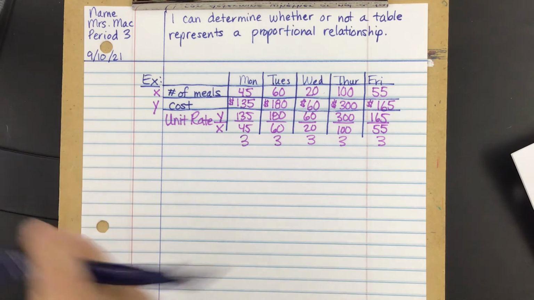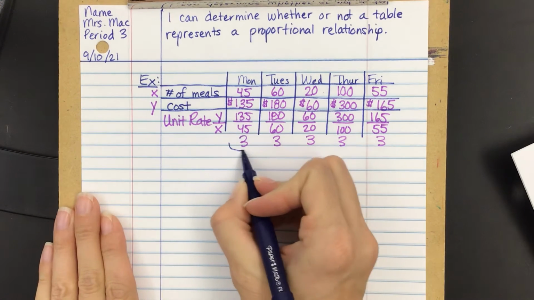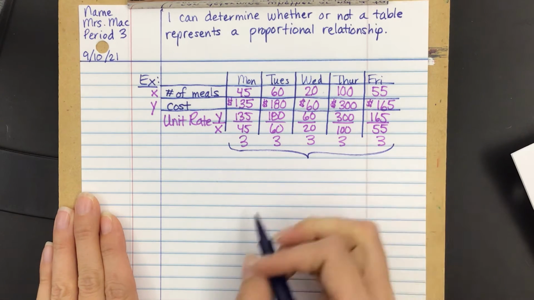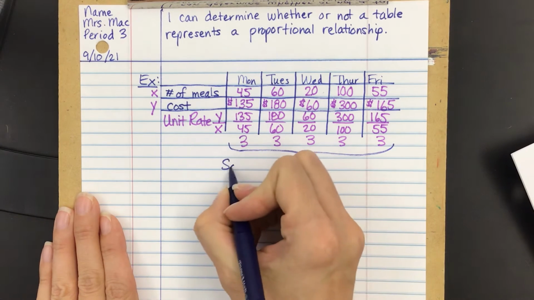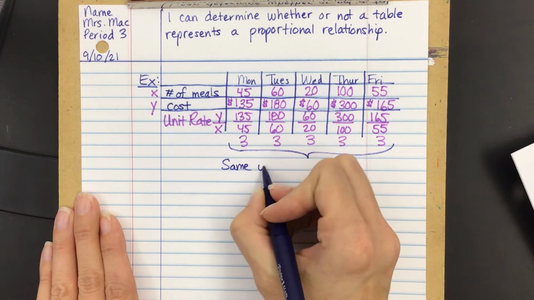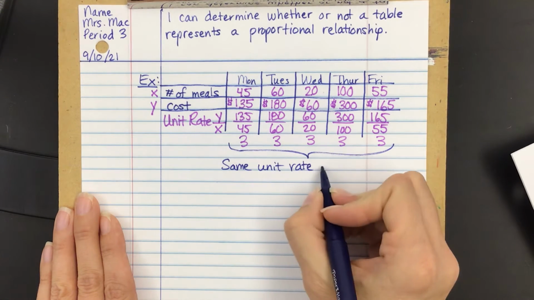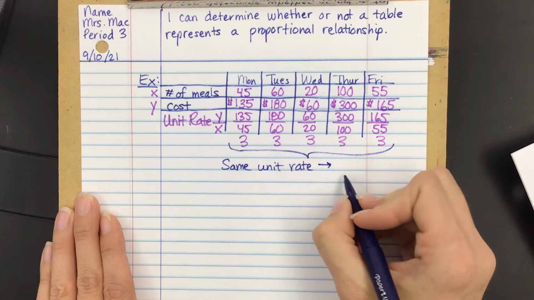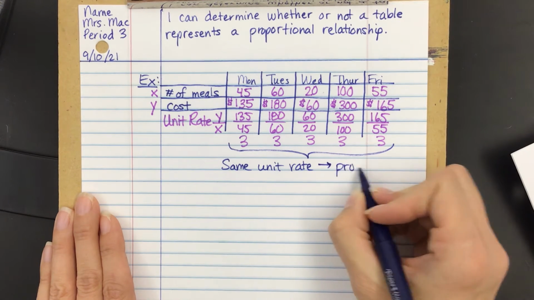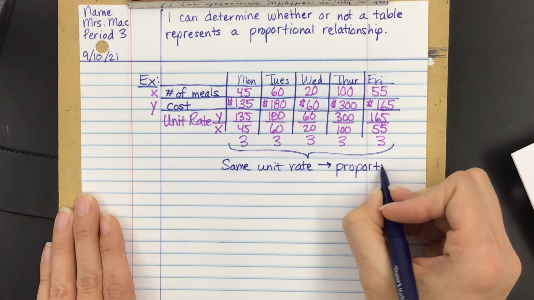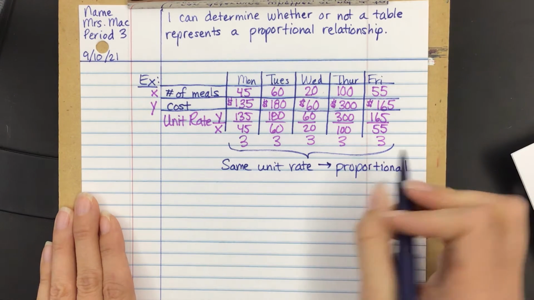Now, since the unit rate is consistent, okay, so that we are getting the same unit rate, we can say that this is a proportional relationship. Okay?